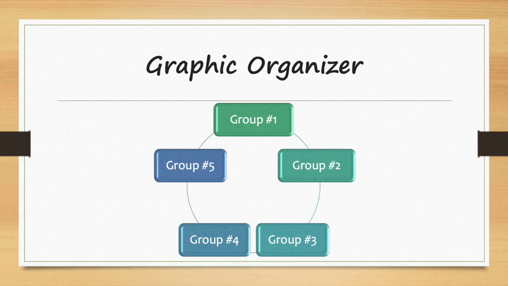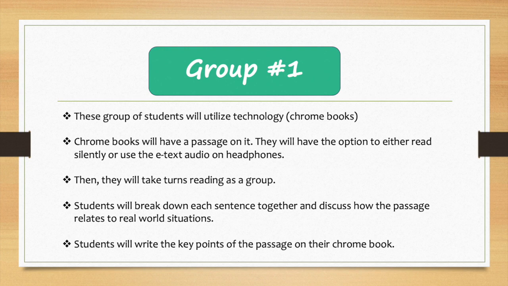For example, we're going to use a graphic organizer and split the class up into 5 different groups. Group number 1 will be utilizing technology, which in this case will be Chromebooks. There will be a passage on it, and they will have the option to either read it silently or use e-text on headphones. Then they will take turns reading as a group. Students will break down each sentence together to discuss how the passage relates to real-world situations. Students will write the key points of the passage on the Chromebook using the technology.